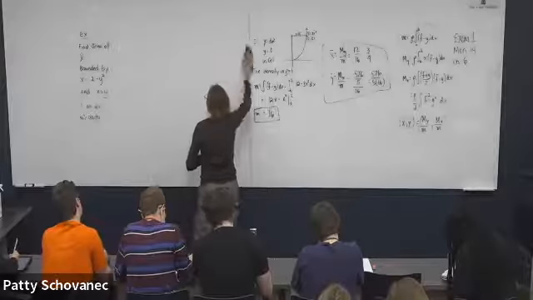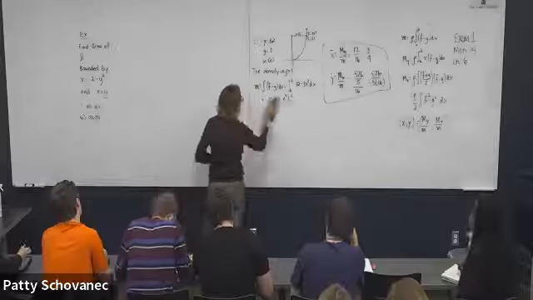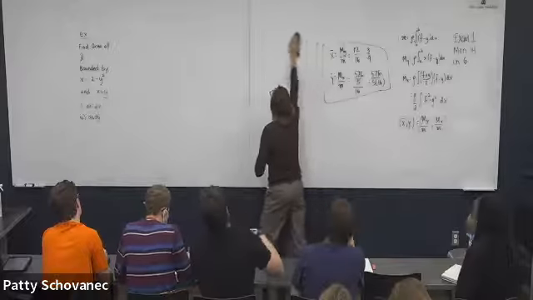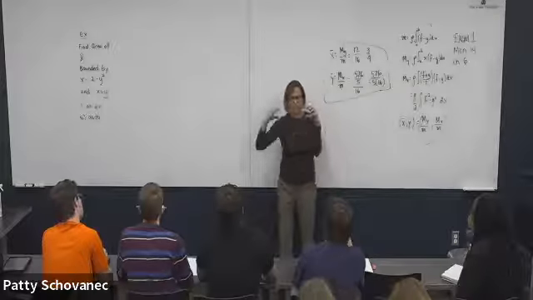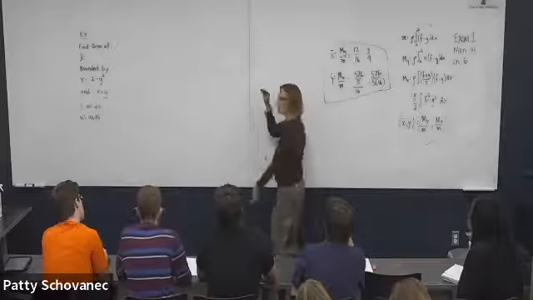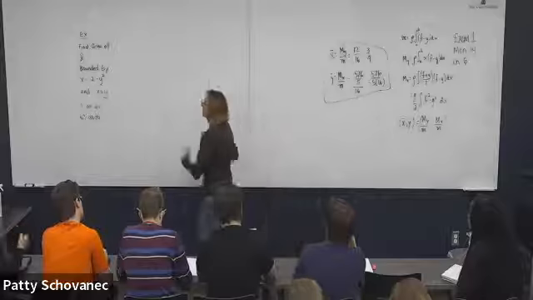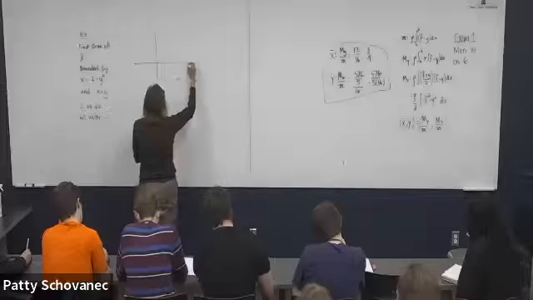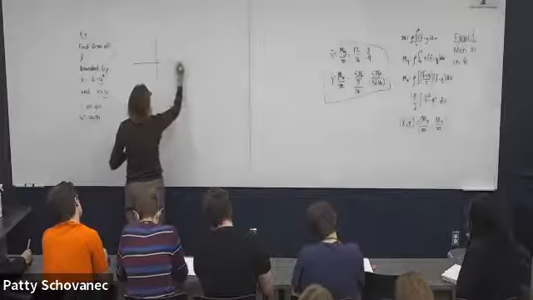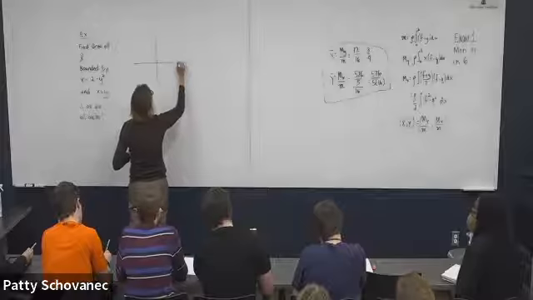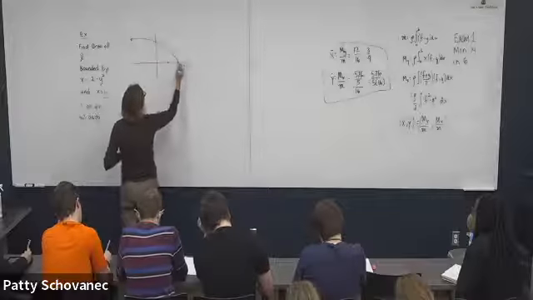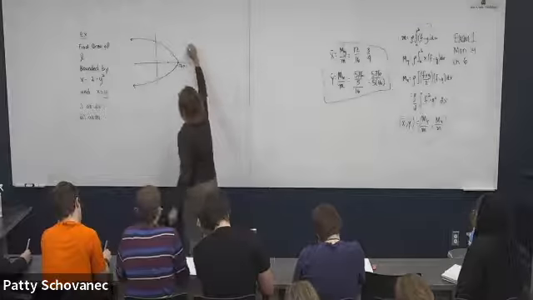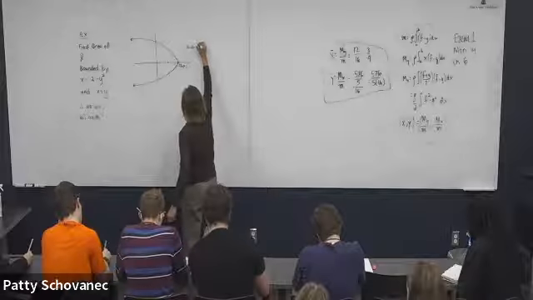Does anybody know what the graph of x = 2 minus y squared looks like? Which way does your parabola open? Left. It opens back toward the y-axis, right? And where is its vertex? Two, zero. There you go.